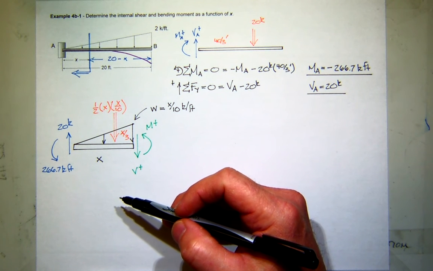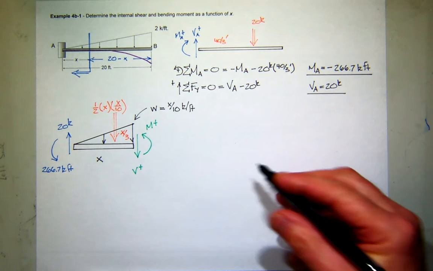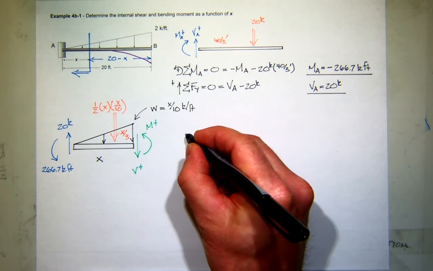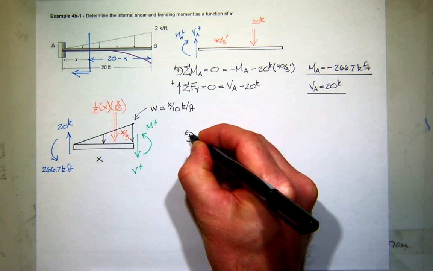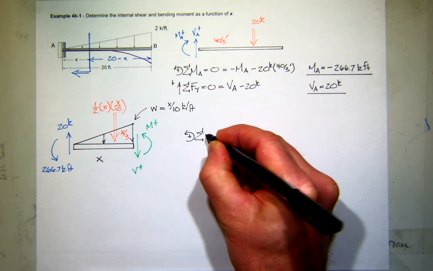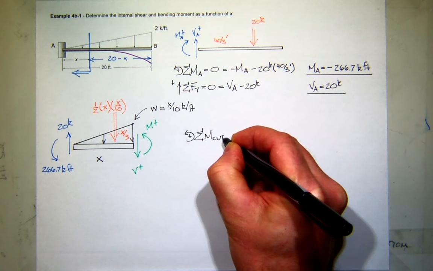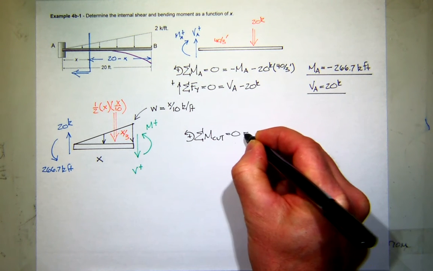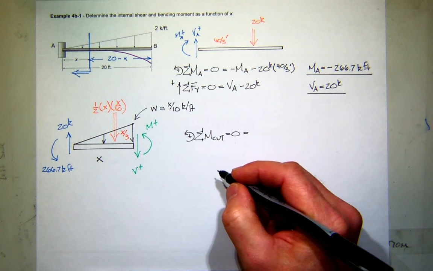Now you just apply equilibrium. So I'll start with moment, like we always do. So summing moments about the cut section. And make sure it's in equilibrium. What do we have?